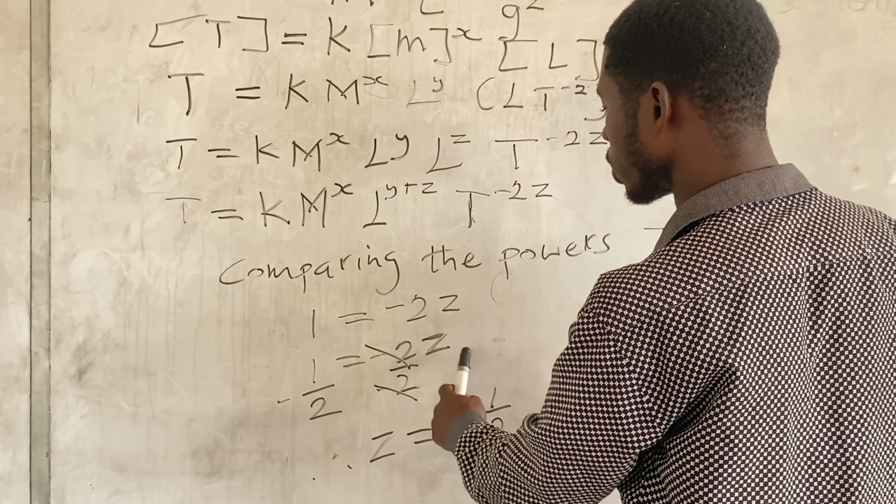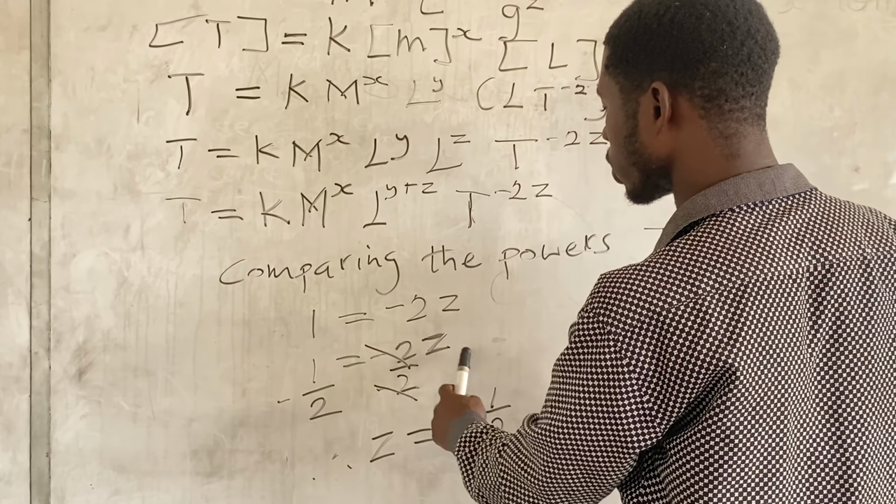Compare the powers of L. Comparing the powers of L. When it comes to this equation, we check the left hand side. We don't have any L there. So the power of L at the left hand side is 0. Yes, you don't have any L at the left hand side.